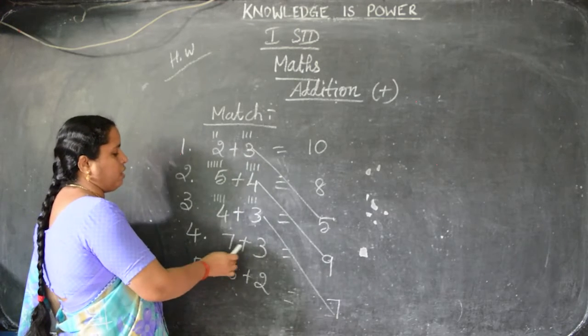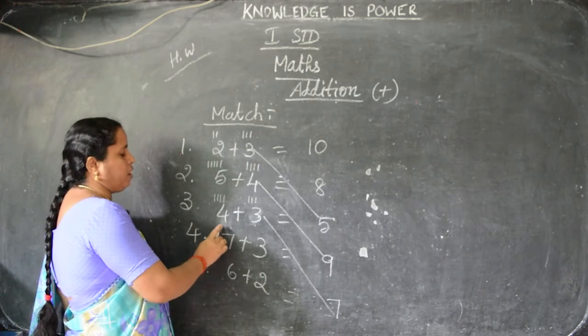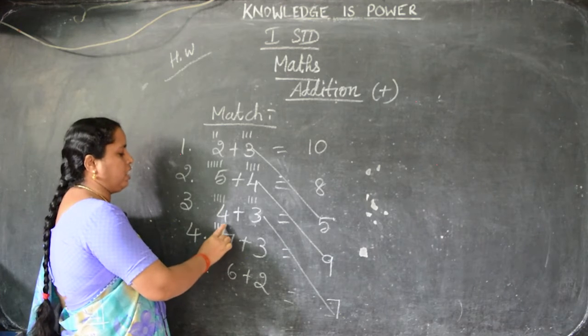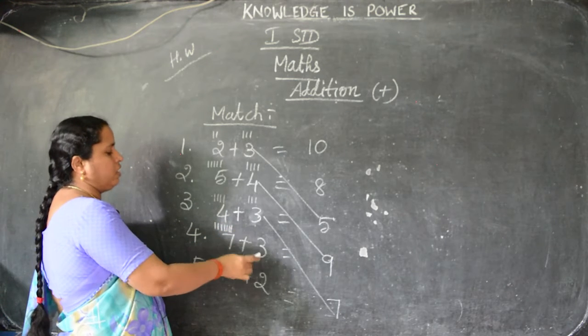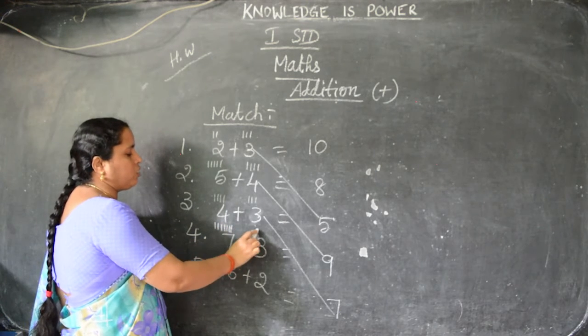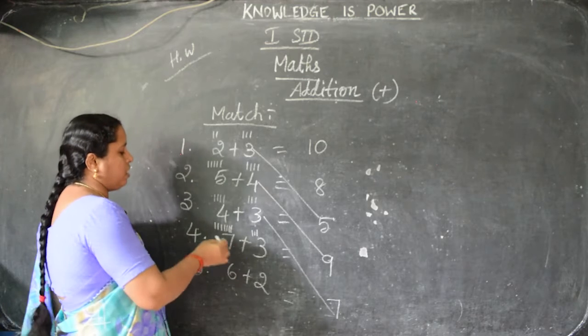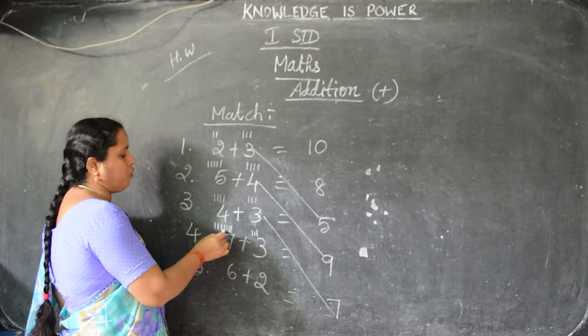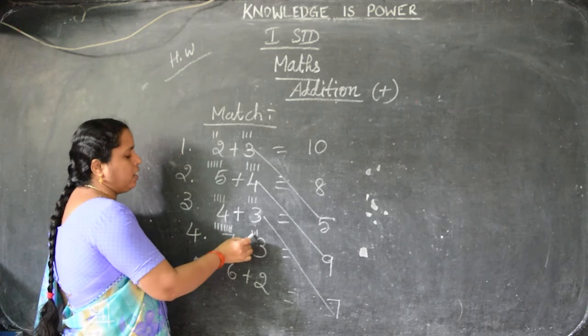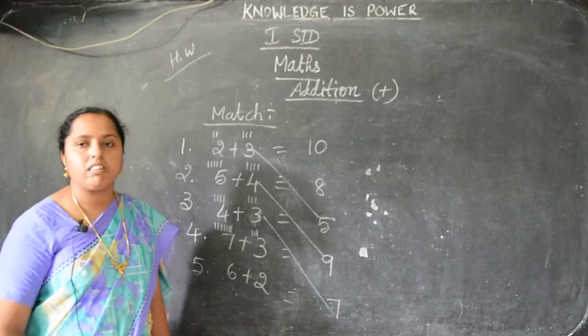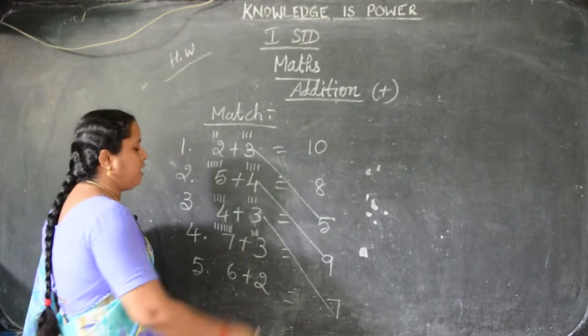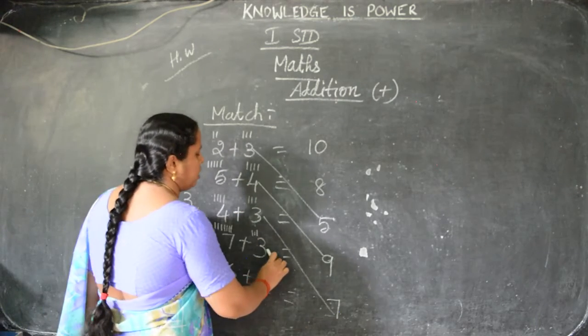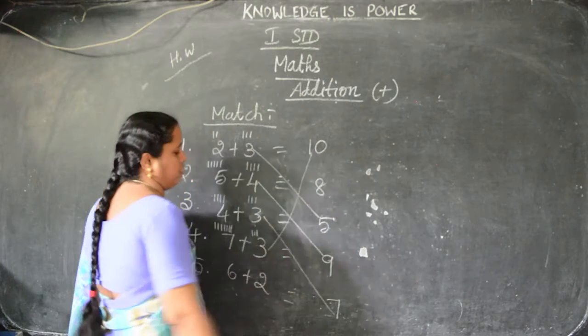Next what? 7 plus 3. For 7, 7 lines. For 3, 3 lines. 1, 2, 3. So count and say 1, 2, 3, 4, 5, 6, 7, 8, 9, 10. So 7 plus 3 is what? 10. Where is 10? 10 is here. So you should match here 10.